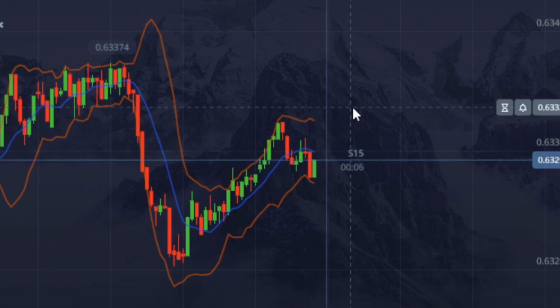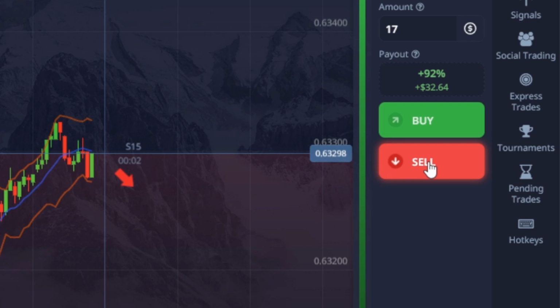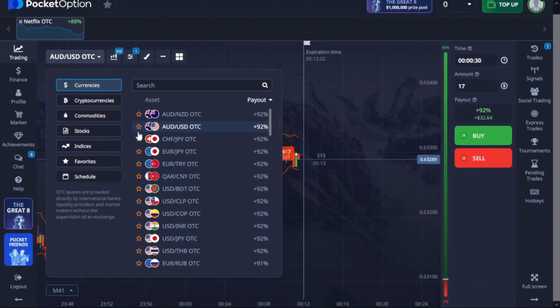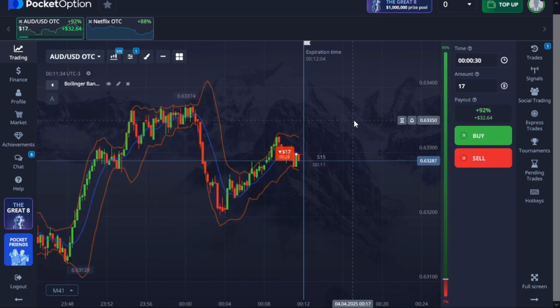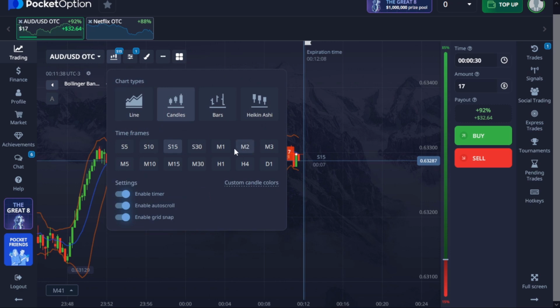But look, the price is reaching the channel below. I'm going to try to wait for the price to rebound and enter short. Let's see, 3, 2, 1, boom. I enter short in the pair.